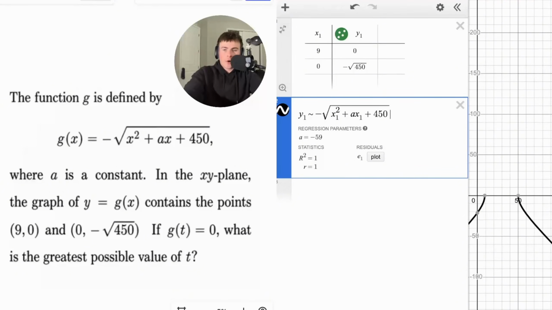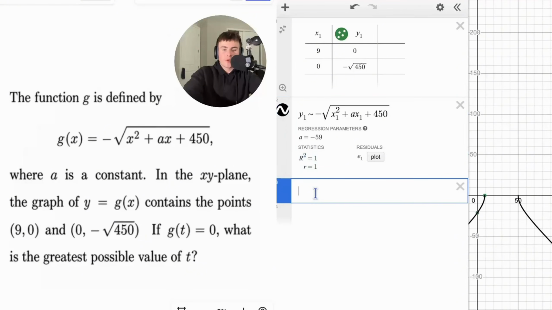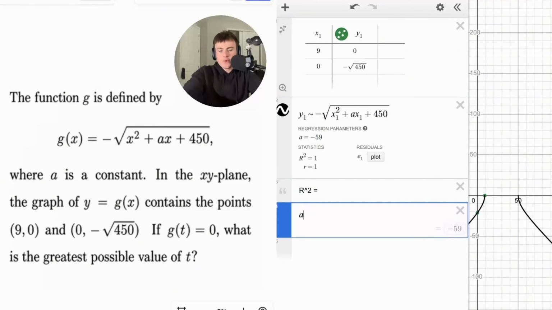If you take a look at the r squared value, it's right here. R squared is 1. That is a really good sign. You will not be using this that much, but when r squared equals 1, that means your regression is accurate. That's the accuracy of your regression. The lower it is, the worse it is. So if it's 1, that means our regression is accurate here. And a is an integer, which is always reassuring. So therefore, a equals negative 59 for sure. We know that. We just determined it.